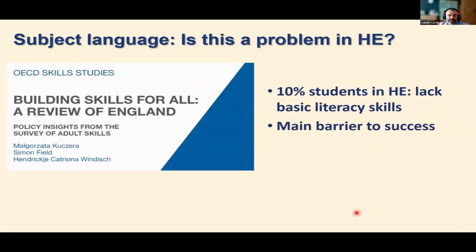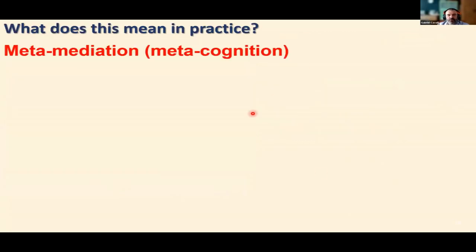Particularly when the wider evidence is that 10% of students in England lack the basic literacy skills to succeed in their degrees. And this is literacy in English. Therefore, the student population which might be just English literate, but not Stemglish literate, is likely to be higher, because one underpins the other. Okay, so what does it mean in practice to teach with this in mind?